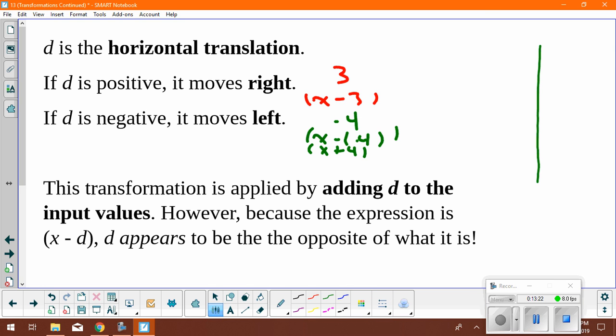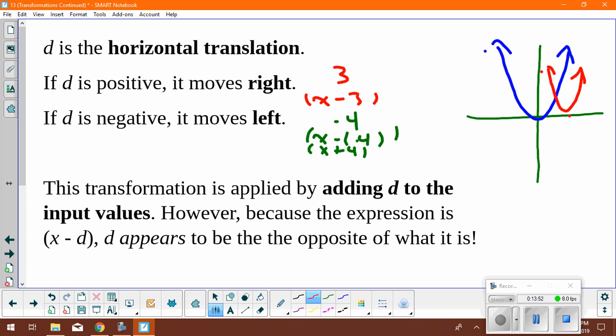So if there's my function, or my axes, there's my x squared. If I had something like x minus 3 in the brackets, that really means the d value was plus 3, and I'm moving to the right 3. That's how that works. Again, it's a little bit weird, but from vertex form, it was the same thing. It's the opposite of what you think it might be.